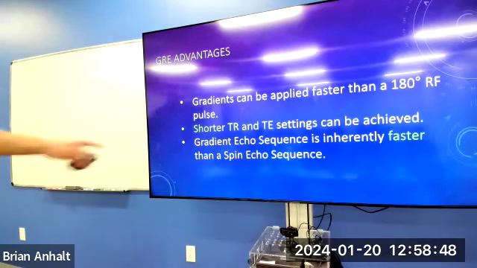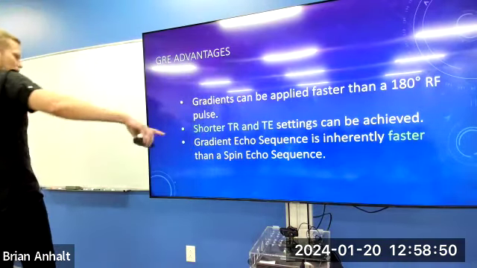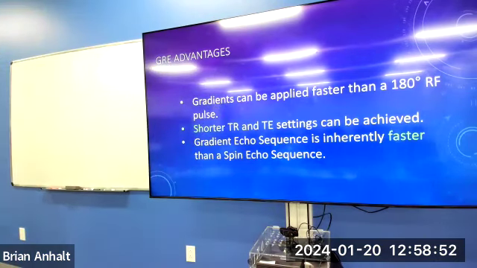Gradients can be applied much faster than a 180-degree RF pulse. Shorter TRs and TEs were achieved. This is the whole point in doing it. Inherently faster scan times. Of course, there are sacrifices. Anytime you're gaining something, you're giving something too, right?